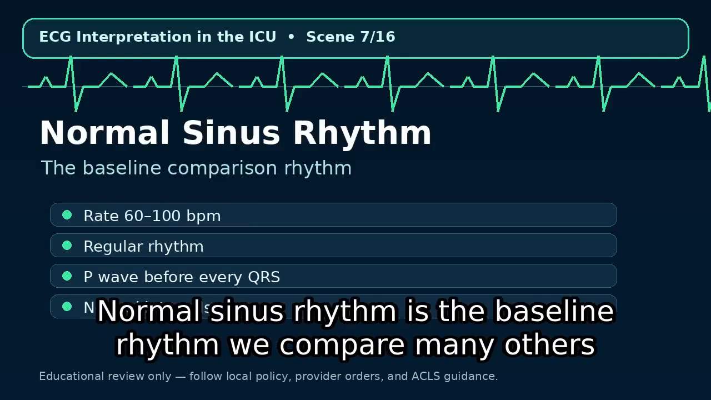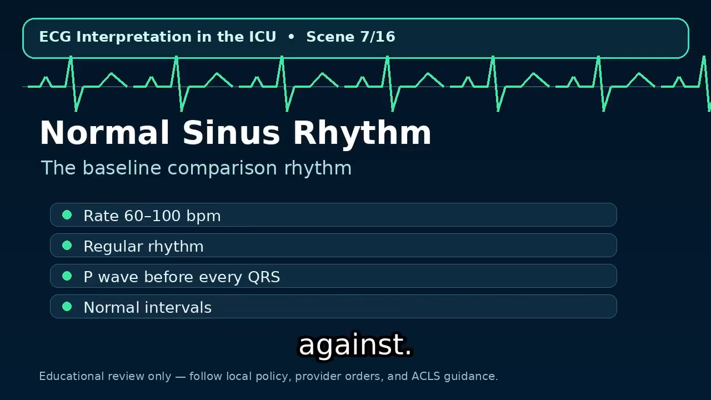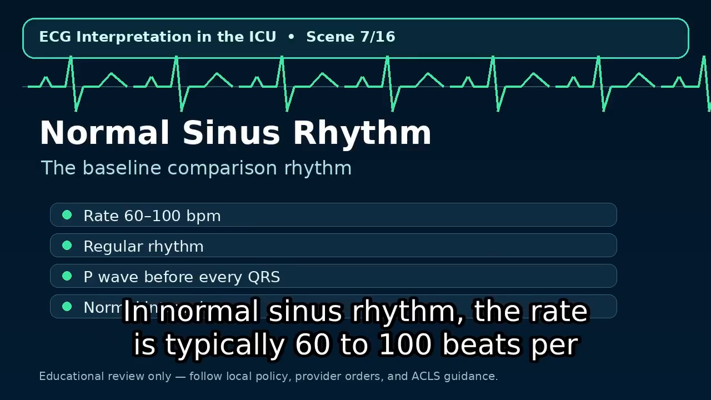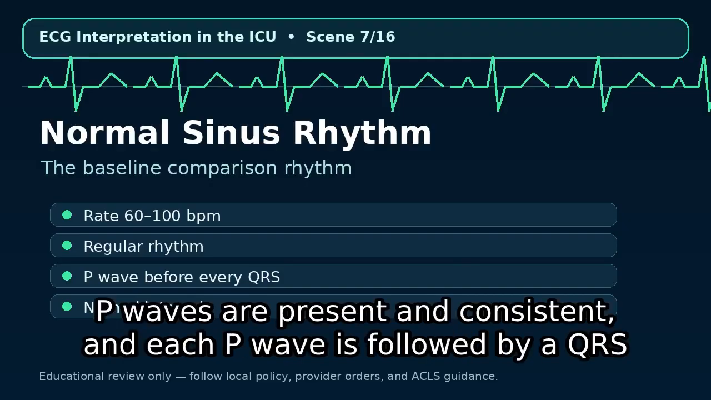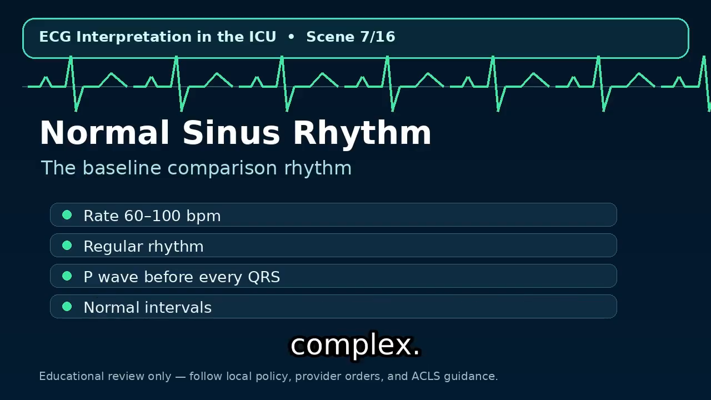Normal sinus rhythm is the baseline rhythm we compare many others against. In normal sinus rhythm, the rate is typically 60 to 100 beats per minute. The rhythm is regular. P waves are present and consistent, and each P wave is followed by a QRS complex. Intervals are within normal limits.